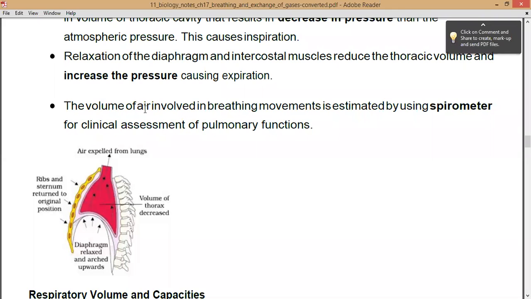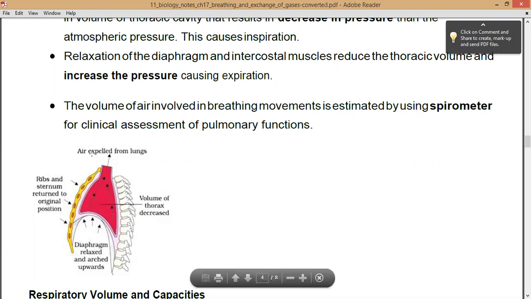Now the volume of air involved in breathing movements is estimated by using a spirometer for clinical assessment of pulmonary functions. Whatever volume of air is involved in breathing movements, that is the amount of air needed for carrying out the breathing process, it can be estimated by the use of a spirometer, and this can be used for assessing the pulmonary functions. If any person has a respiratory disorder, the spirometer can be used to check the volume of air involved in the breathing movements, right?